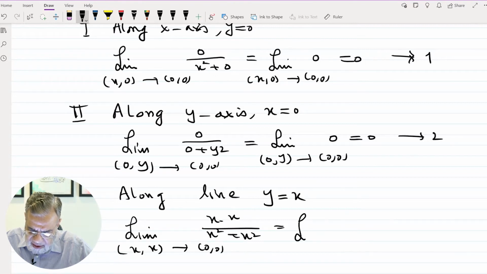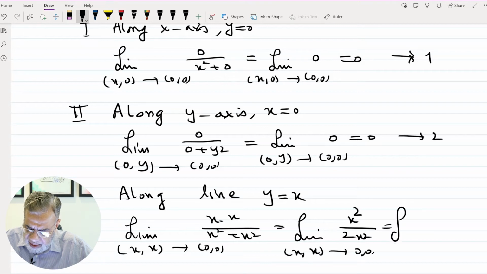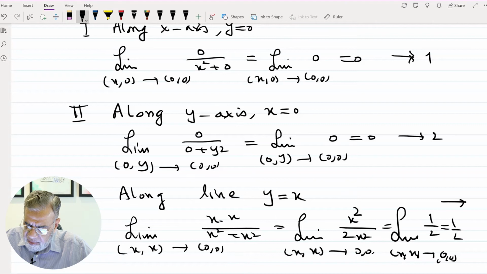So I can just find here the limit as (x, y) goes to (0, 0). I get x squared over 2x squared. Simplify this one. I get the limit as (x, y) goes to (0, 0) of 1 by 2, and this is equal to 1 by 2, and this is my result number 3.